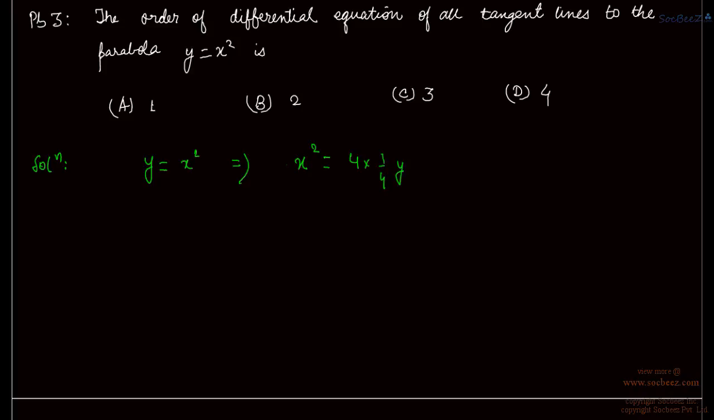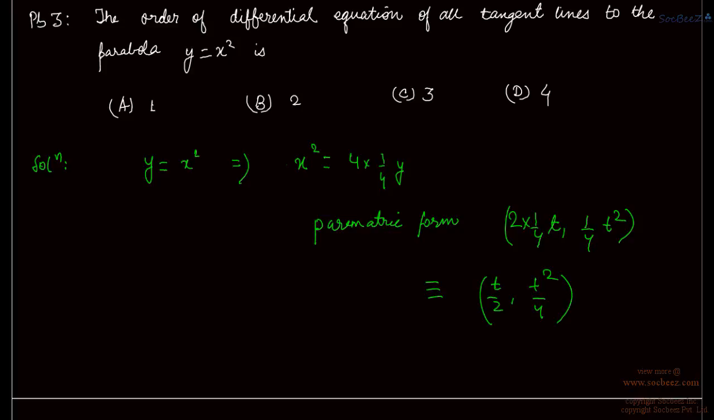So we have its parametric form as (2 · (1/4) t, (1/4) t²). So we have the parametric form as (t/2, t²/4), right? So that x² = y. And if we try to find the slope of the tangent, dy/dx we are getting 2x, that is 2 times t/2. So t is the slope of the tangent in terms of the parameter.